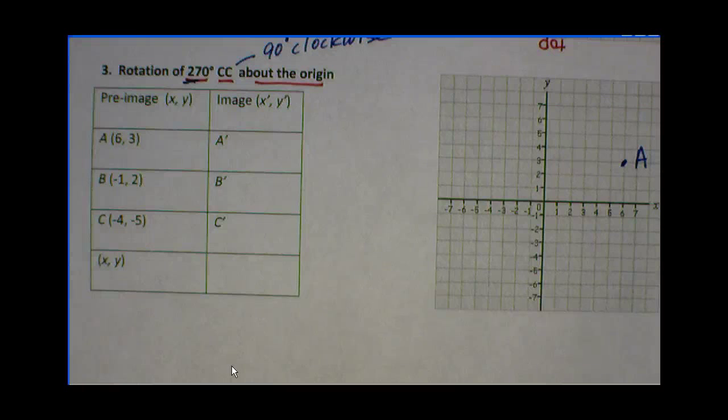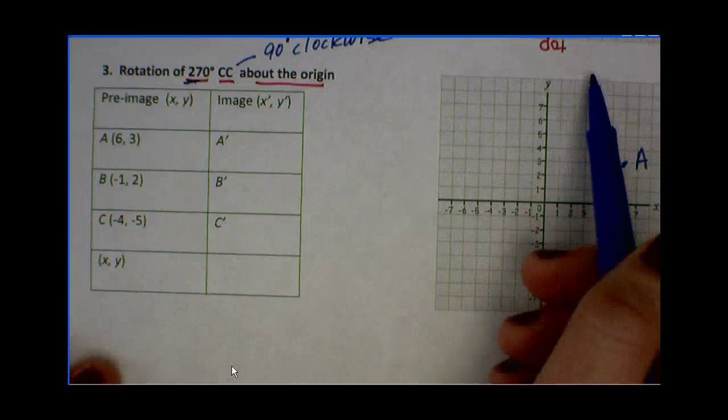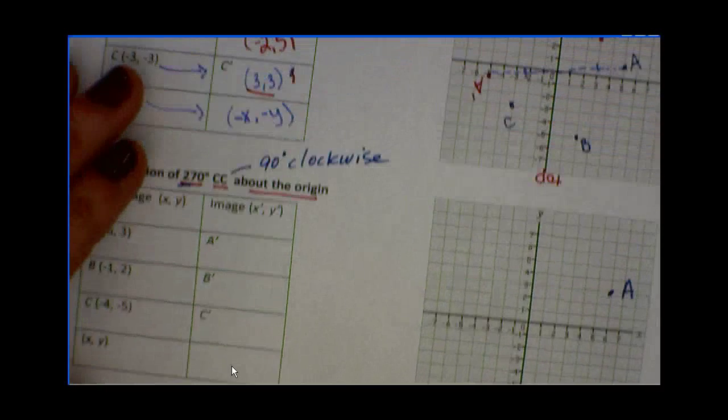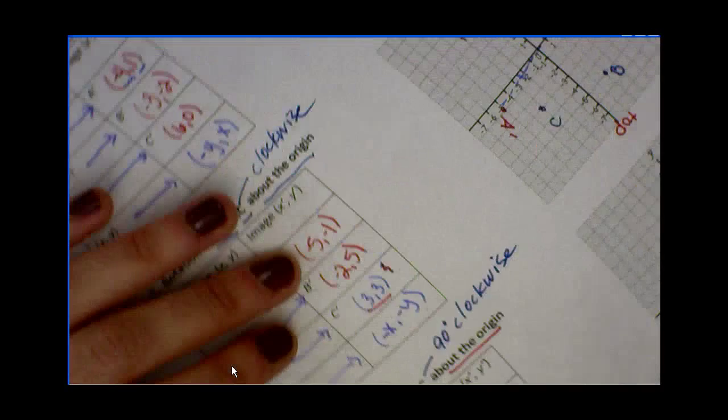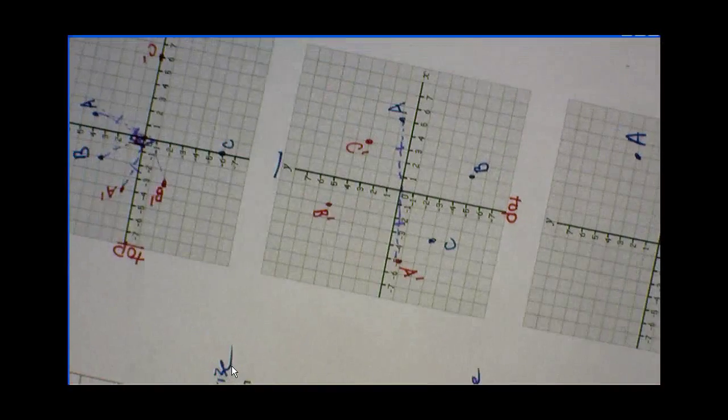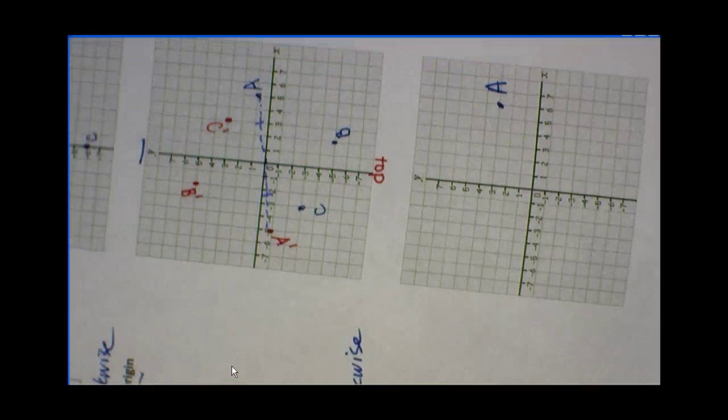Counterclockwise, you're really going to the left. So I'm going to go kind of in this direction here, and I'm going to turn it 270 degrees. So that basically means if I turn my paper so it's horizontal, that's only 90 degrees.